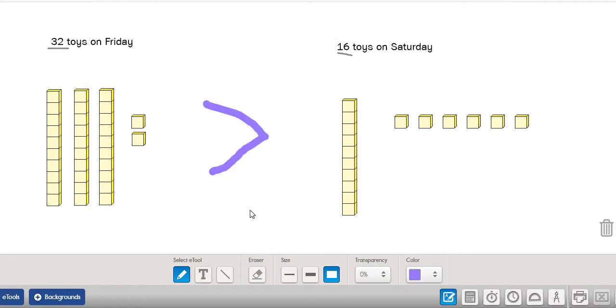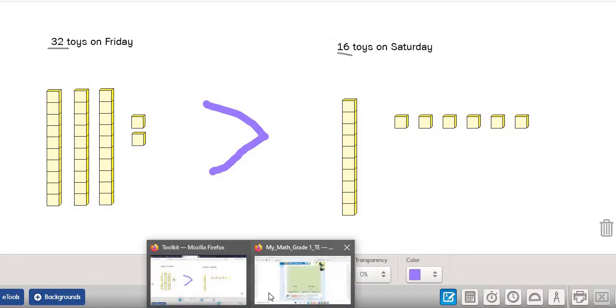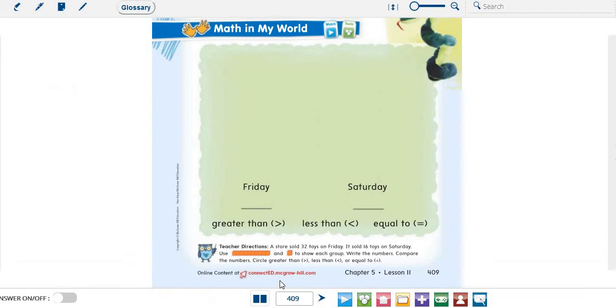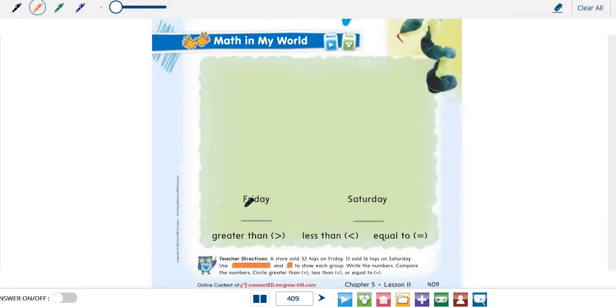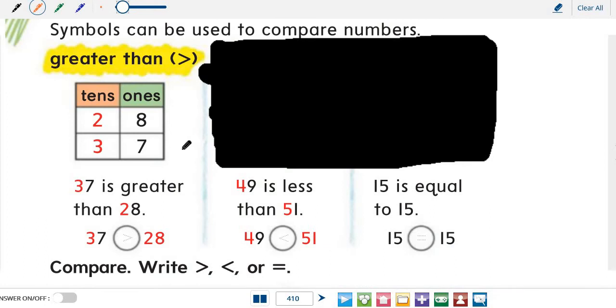So please grade 1, please draw these models on your book, page number 409. And the numbers here for Friday is 32 toys, and for Saturday it's 16. This number is greater than this number, so we will circle this one. Now let's solve another example.